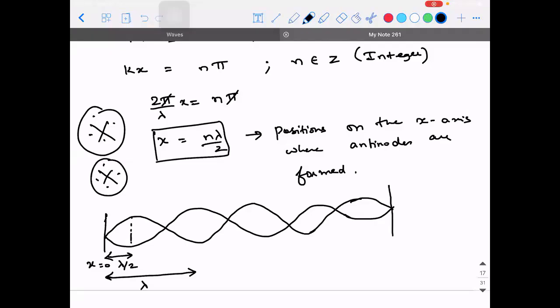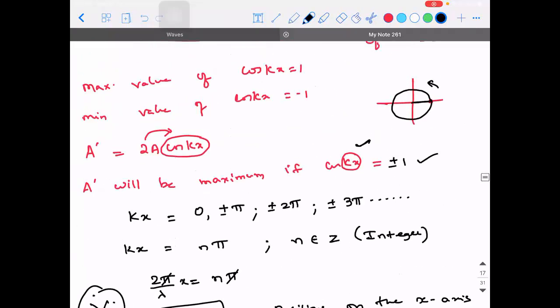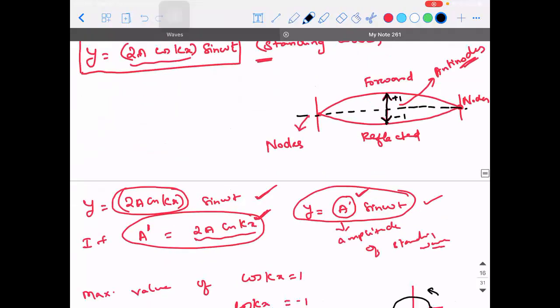I will try to explain everything practically, but as of now, you have to understand this. Okay, you need to have a little bit of patience and wait for it. Am I clear with this concept? Did you guys understand why it should be plus or minus 1?